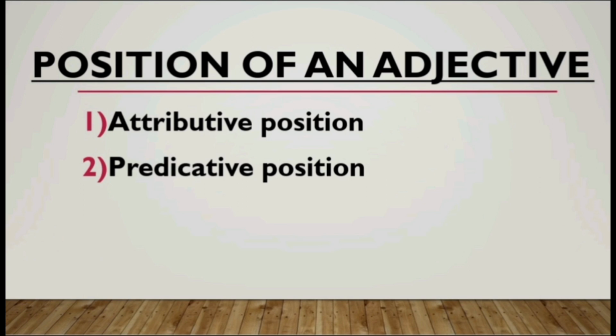Position of an adjective. What do we mean when we refer to position of any adjective? The purpose of learning the position of an adjective is basically locating it. In a given sentence, the location where an adjective is located is all about its position. So position of an adjective deals with the placement or the location of that particular adjective in any given sentence whatsoever. According to the position of an adjective, we have two types. The first one is attributive position and the second one is predicative position, and we'll discuss both of them in detail one by one.